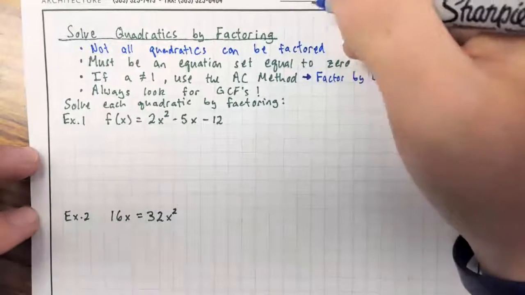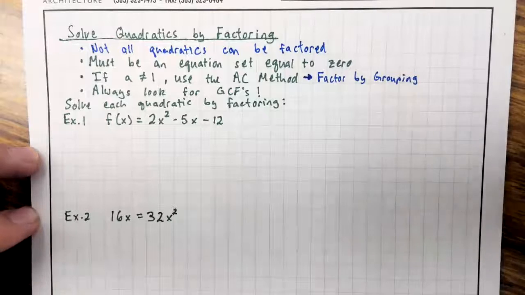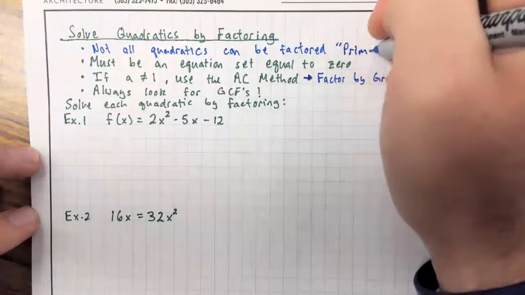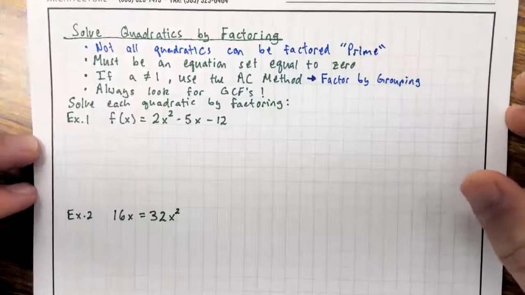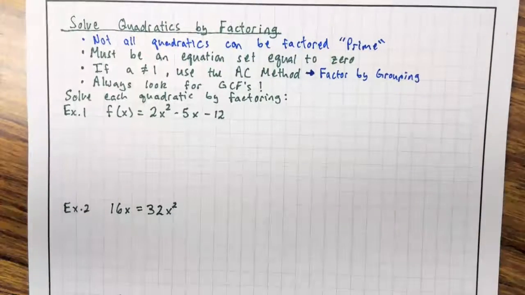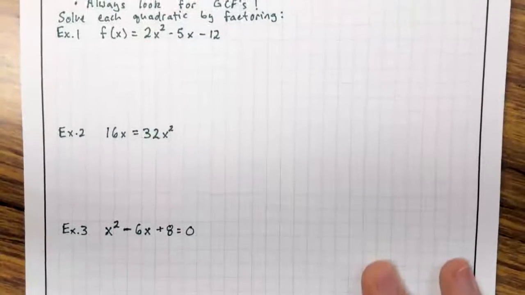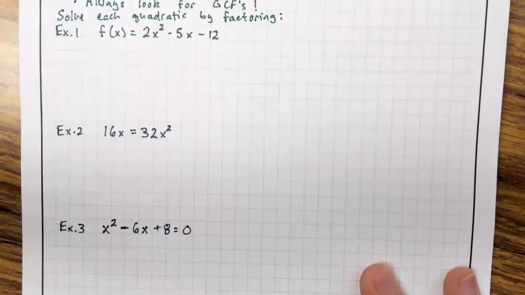If you can't factor a quadratic, if you can't find factors of the c value that add up to the b value, that is known as prime. That's a prime quadratic. We won't be able to do factoring to solve it. We'll have to move on to another method that I'll show you later in the week. All right, so let's solve each one of these quadratics by factoring. Remember, we're doing quadratics, so there are going to be two solutions.